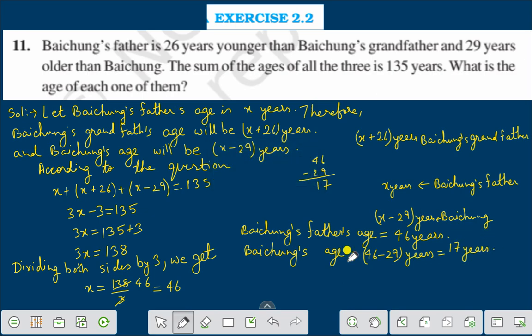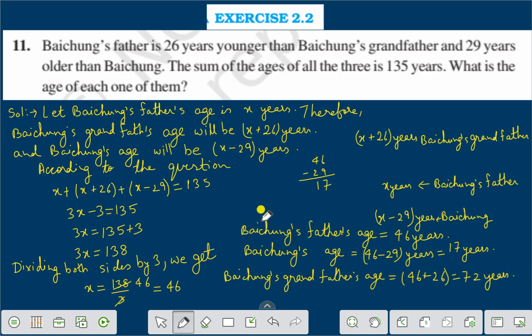And Baichung's grandfather's age is equal to 46 plus 26. 6 plus 6 is 12, carry 1, 1 plus 4 plus 2 is 7, that is 72, that is 72 years.